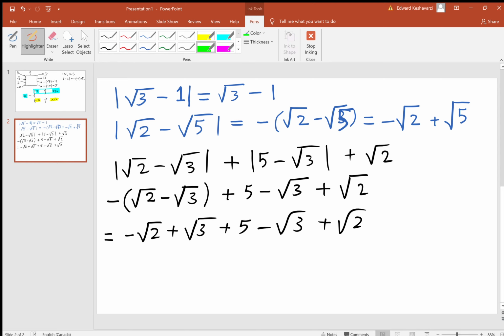Now, let's put the like terms together. This one and this one cancel each other out. Also, this one and this one cancel each other out. And the only thing that remains here is 5. So the answer to this expression is 5.